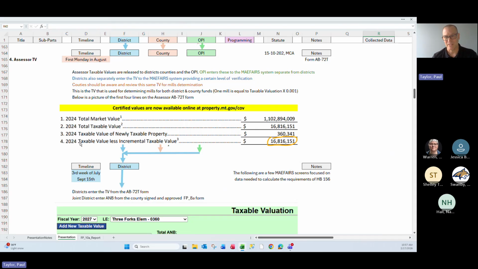We always want districts and us, the OPI, to punch in this line 4. That's the guy we're always worried about. Some people get confused. They pop in the wrong value and it doesn't match. Because it determines information to be printed on a tax bill, we want to make sure it's accurate. And so now I'm going to yell at the counties a little bit. And Jessica, straighten me out. Do you guys also receive the AB 72Ts? We do. We receive those from the Department of Revenue, yeah.